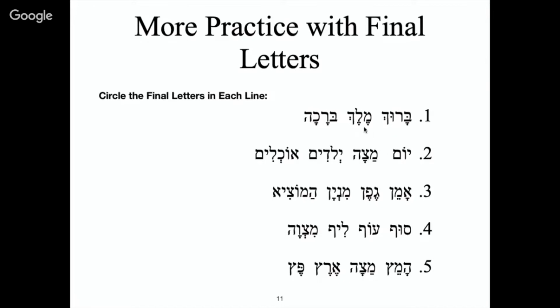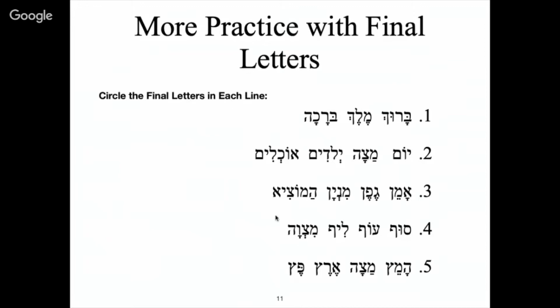And so this says Melech, and so we can see the final kaf, so you would circle it. Now this says Barucha, and we can see here that this hey doesn't have a final form, so you won't circle the hey. So you would circle the final chaf in Baruch, the final chaf in Melech, but you would not circle the final hey in Barucha because the hey doesn't have a final form.